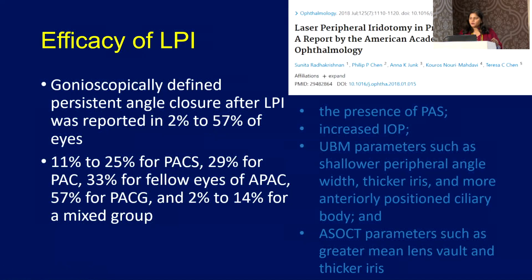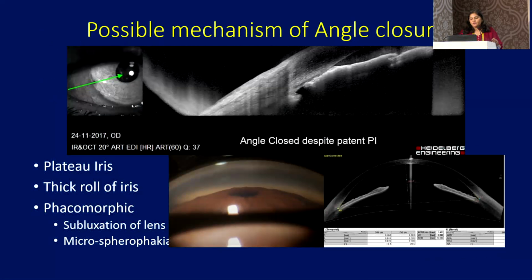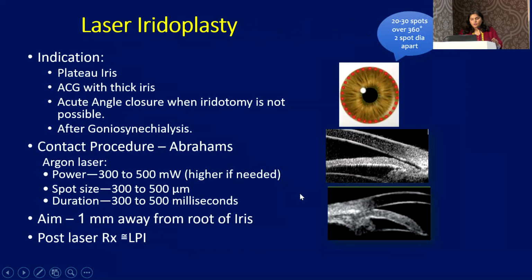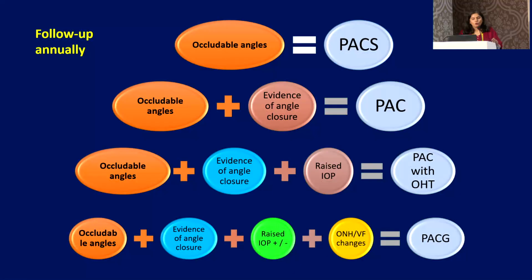So you must repeat gonioscopy after you have done iridotomy in any patient. If the angle does not open up, think of plateau iris, a very thick iris, or a very high lens vault, just like this patient. In these people, laser iridoplasty augmentation might be needed to open up the angle so that the patient does not keep suffering from angle closure despite a patent YAG iridotomy. So follow-up annually is what you have to do for PACS.